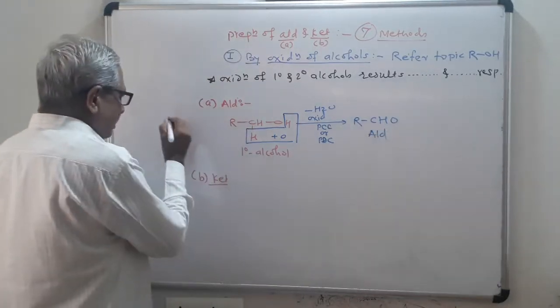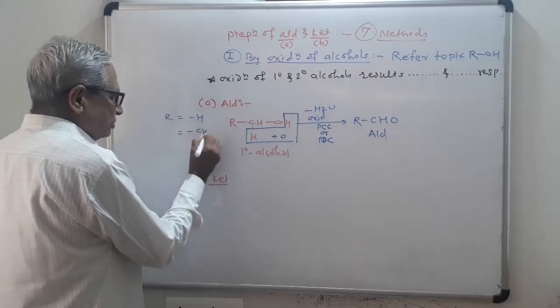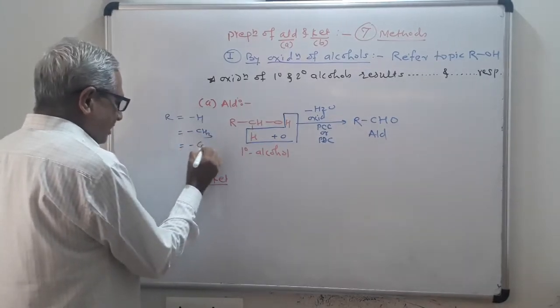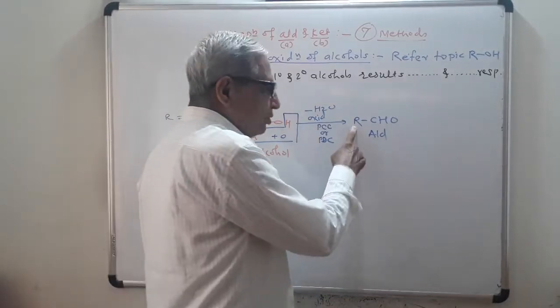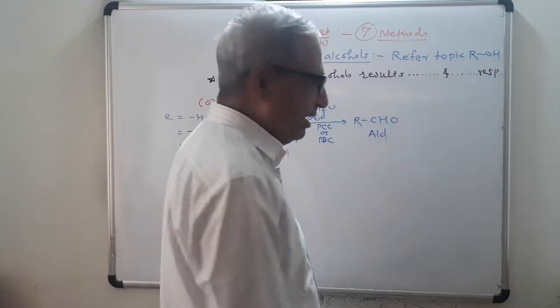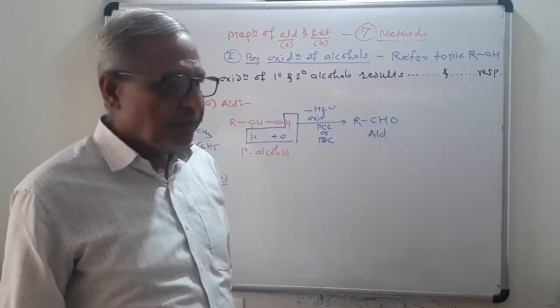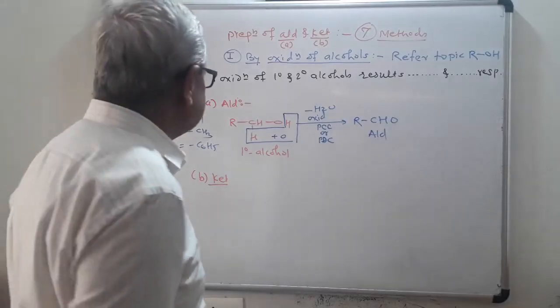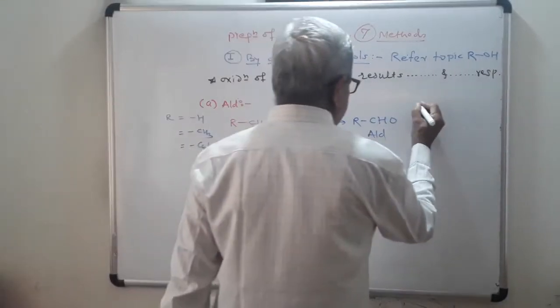And see here, you learn here, if R is equal to H, methyl alcohol; if R is equal to CH3, ethyl alcohol; if R is equal to C6H5, benzyl alcohol. Put here R is equal to H, formaldehyde. R is equal to CH3, acetaldehyde. R is equal to C6H5, benzaldehyde. In this way, aldehydes can be prepared by this method. So remember the important point here.